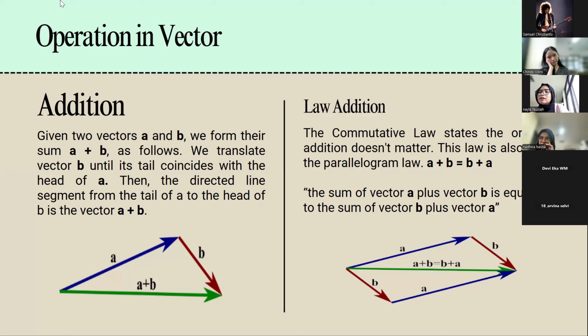So we have the laws of addition. The commutative law states the order of addition doesn't matter. This law is called the parallelogram law: vector A plus vector B is equivalent to vector B plus vector A. Next.